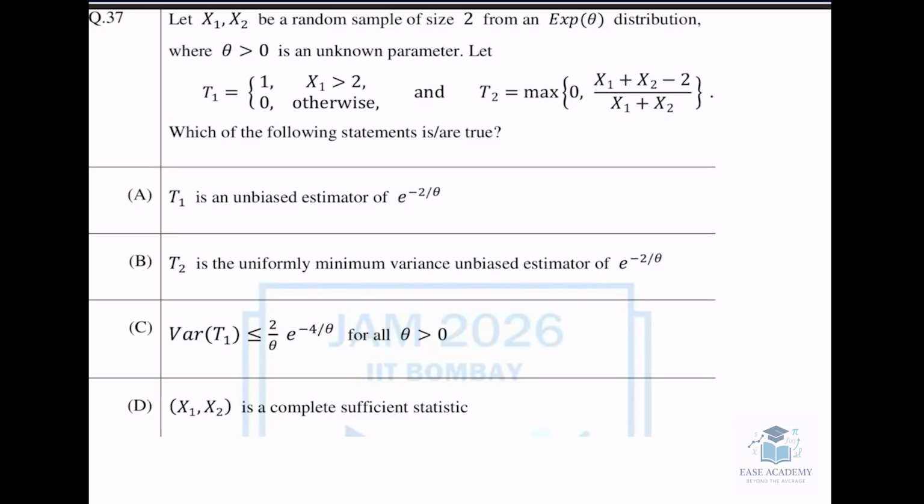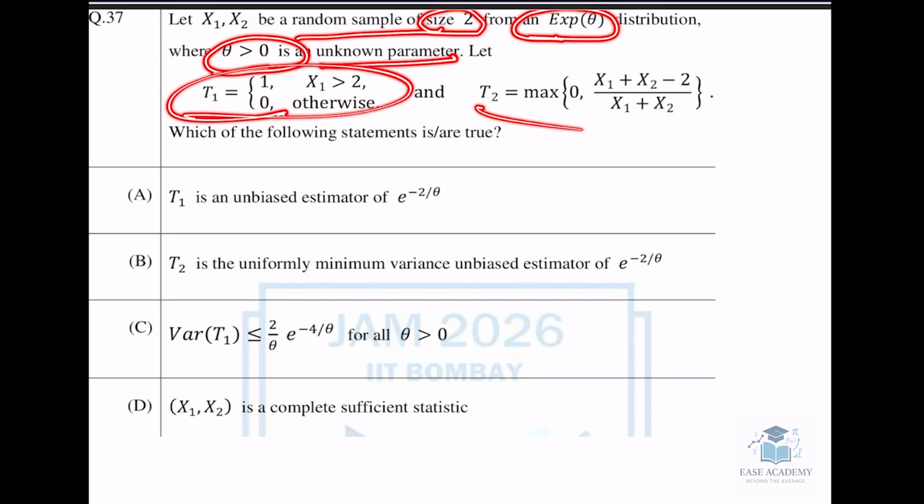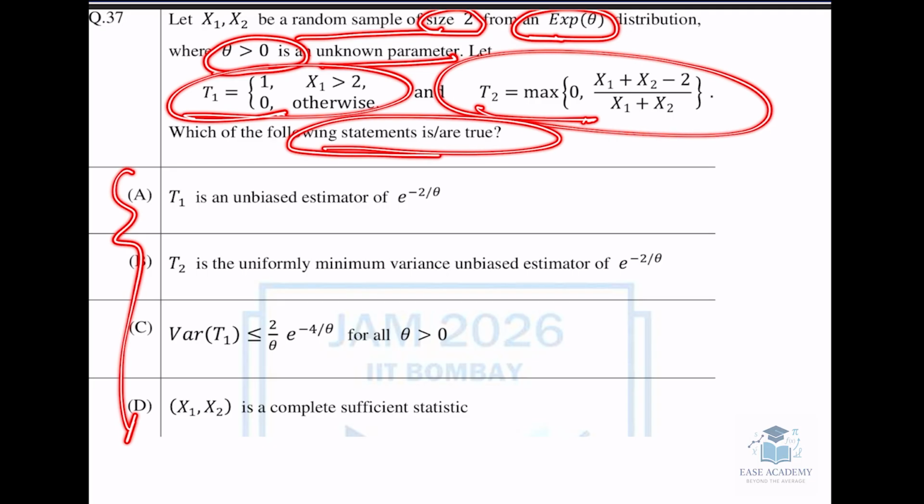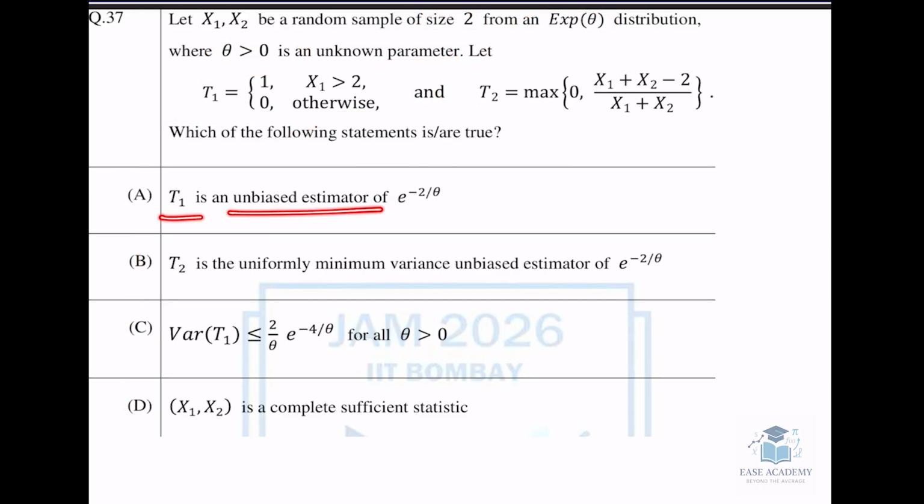Now we have question number 35 of this series, IIT JAM 2026 PYQ solution. The question is: we have X1, X2, a random sample of size 2, and each is exponential theta distributed, where theta is greater than 0, which is an unknown parameter. T1 is defined as this, T2 is defined as this. We need to check the statements, and there can be more than one statement that is true. So first, T1 is an unbiased estimator of this parameter.